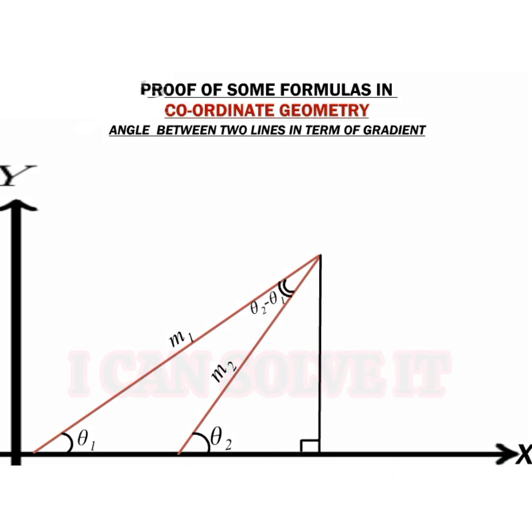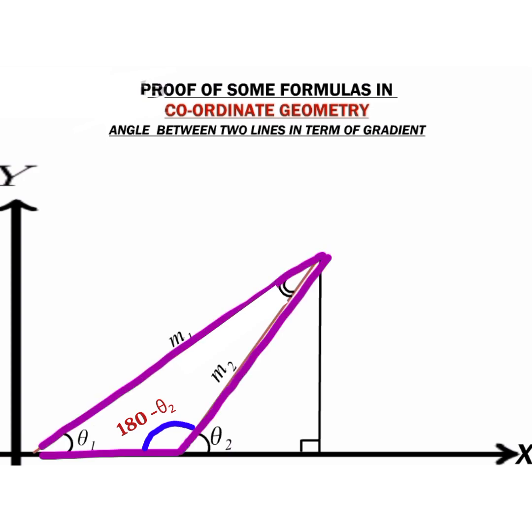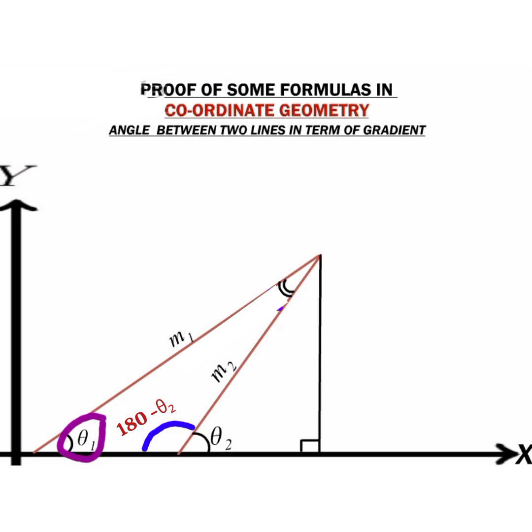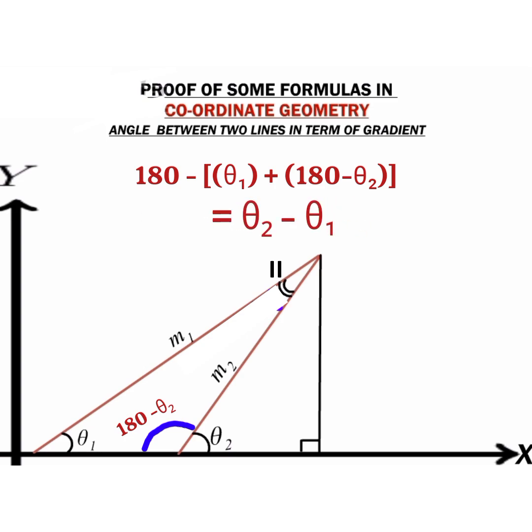There is another way to do that. The angle here is θ2, so the angle here is 180 minus θ2. This is a triangle, and the sum of the angles of a triangle is equal to 180 degrees. To get this part, we derive an expression for it in terms of the remaining two sides, so it is equal to 180 minus θ1 plus 180 minus θ2, and this further simplifies to θ2 minus θ1.